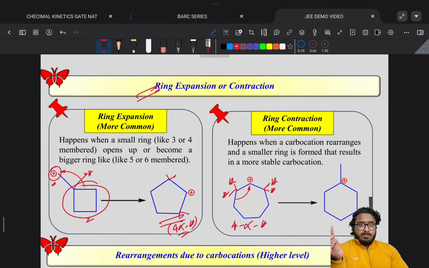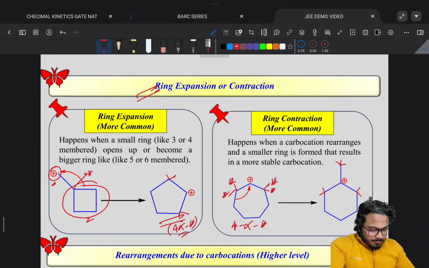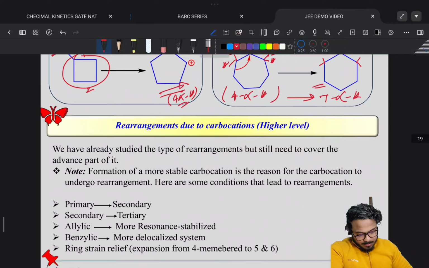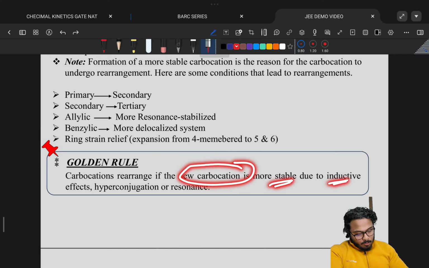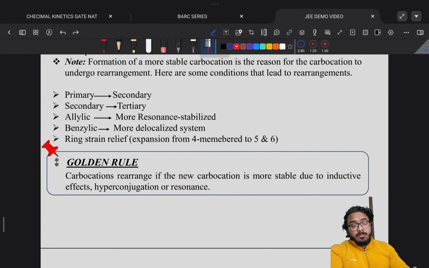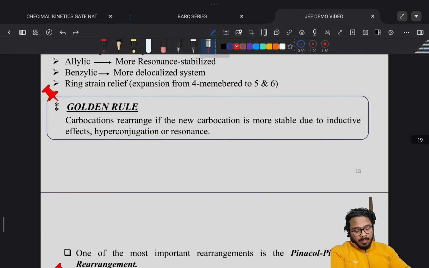So ring expansion does not always give more stability; ring contraction can also give more stability, it's based on the alpha hydrogen. As you can see here 2, here 2, and here 3, so a total of 7 alpha hydrogens. Here 4, here 7, so this is more stable. So what is the golden rule? The golden rule is that carbocation rearrangement occurs if the new carbocation is more stable due to inductive effect, hyperconjugation, or resonance. That will be more preferable for the next reaction path.